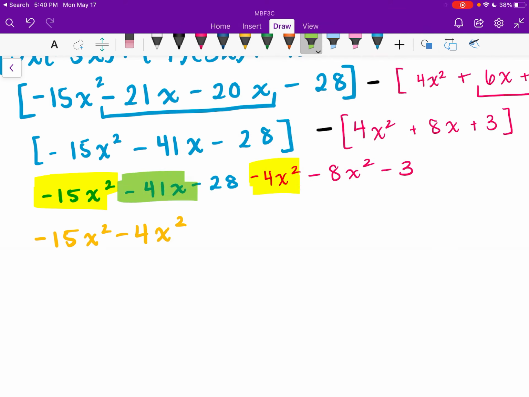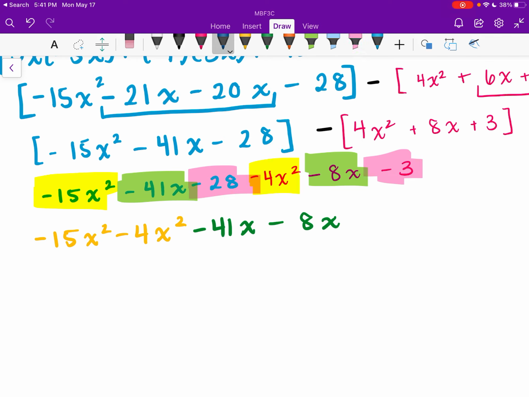Now I'm going to go in and find another like term. So negative 41x. Let me see if I can find, this is an x squared. Let me see if I can find another x somewhere. And I can, right there. So I can do negative 41x minus 8x. And then I'm going to see if I can find something that's just a coefficient without a variable. And I have my negative 28 and my negative 3.